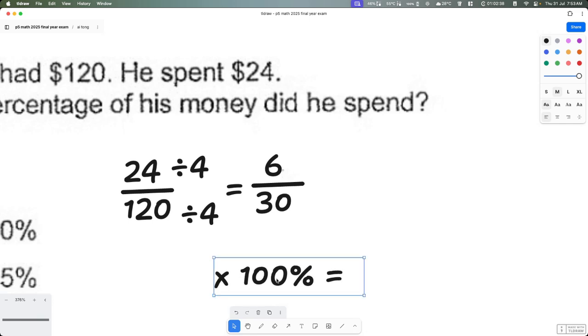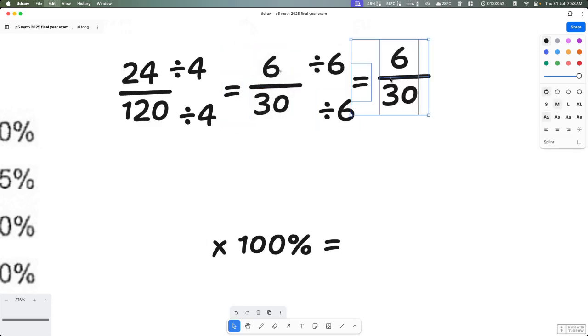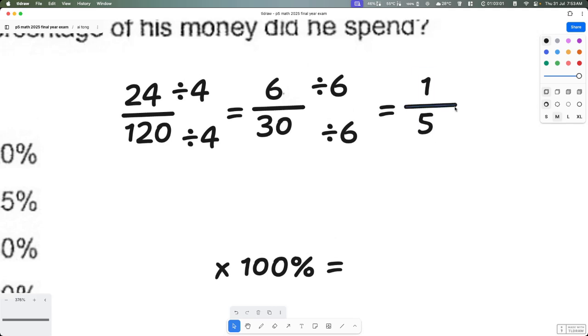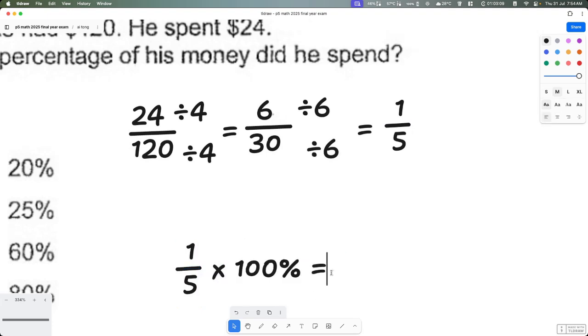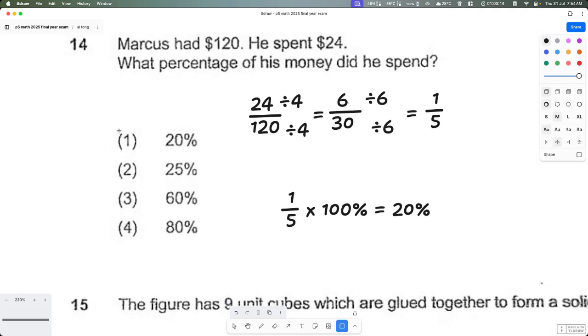We can simplify this even more, right? So we can divide by what number? We can actually divide by 6. That's why we can divide by 4, I mean 24. And what would this give us? 6 divided by 6 is 1 out of 5. That's it. So we have the simplest form. So 1 out of 5, then we multiply by 100%, and this will give us 20%. That's it. So the answer to this is number 1 over here.